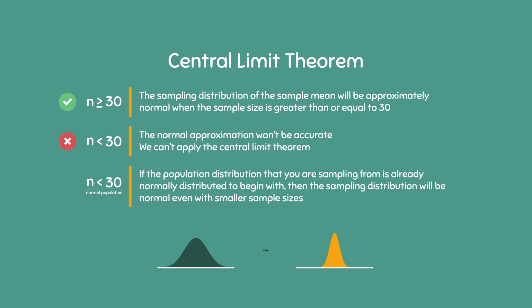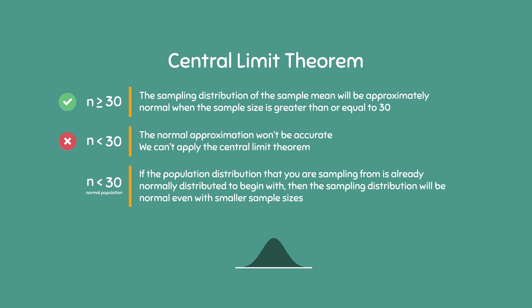However, it's worth noting that if the population distribution that you are sampling from is already normally distributed to begin with, then the sampling distribution will be normal even with smaller sample sizes. Because of this, many professors or textbooks will allow you to use the central limit theorem even when the sample size is small, but make sure you check with them.